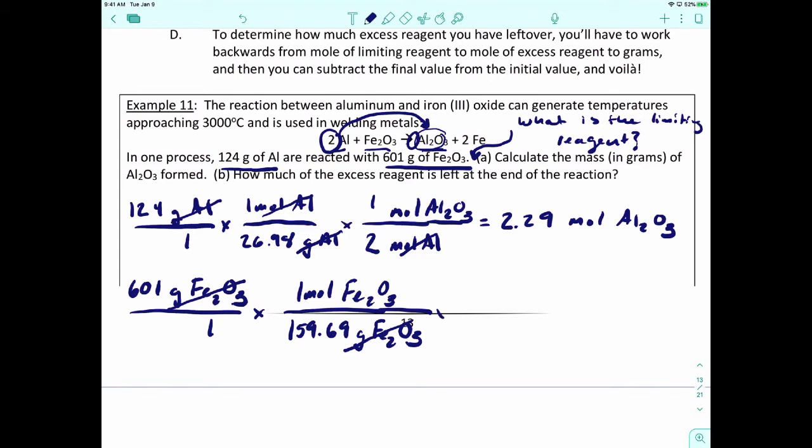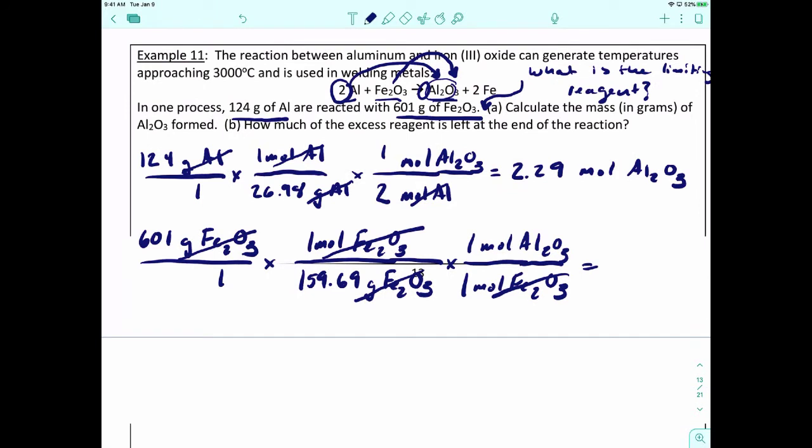We're in moles. And now we got to use the mole-to-mole ratio to convert from moles of Fe2O3 to moles of Al2O3. For this one, it's a 1-to-1 ratio. So 1 mole of Al2O3 over 1 mole of Fe2O3. So that's cool. That way the moles of Fe2O3 cancel out, and we're left with moles of Al2O3. So this is 601 divided by 159.69. The number I got was 3.76 moles of Al2O3 formed.